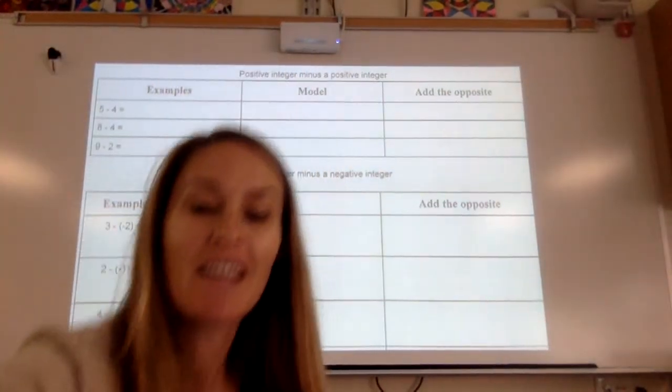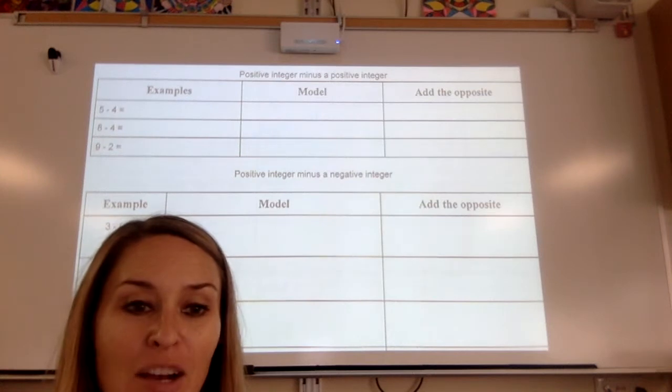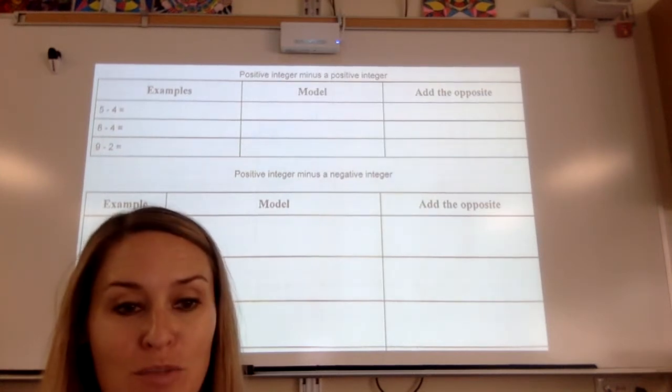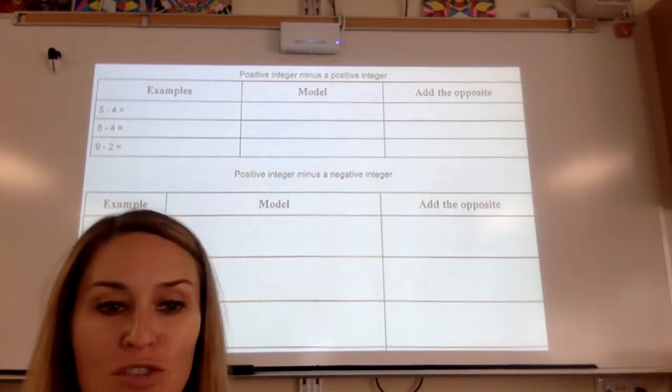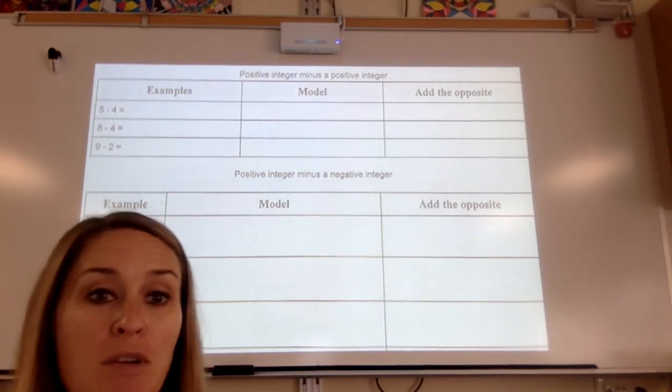Everybody, we are working on subtracting integers today. If you're in class, you're doing this note sheet with us. I am going to upload it on Google Classroom, so if you want to print it, you can. Or you could just follow along on a loose leaf piece of paper or whiteboard. So we're going to be focusing on subtraction.